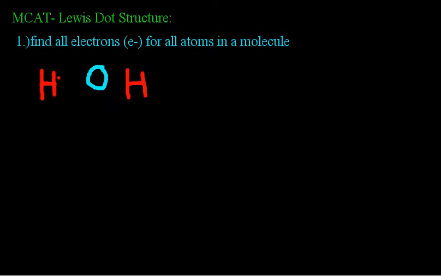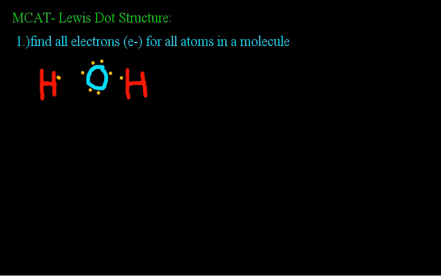Let's draw the electrons in yellow. I like that, that would be a cool color. So yellow, yellow, and the valence electrons for oxygen are 1, 2, 3, 4, 5, 6. In case you don't know, the number of valence electrons for hydrogen is 1. The valence electrons for oxygen is 6. So there's 6 here, and 2 hydrogens here. So, first rule, find all electrons for all the atoms in a molecule.